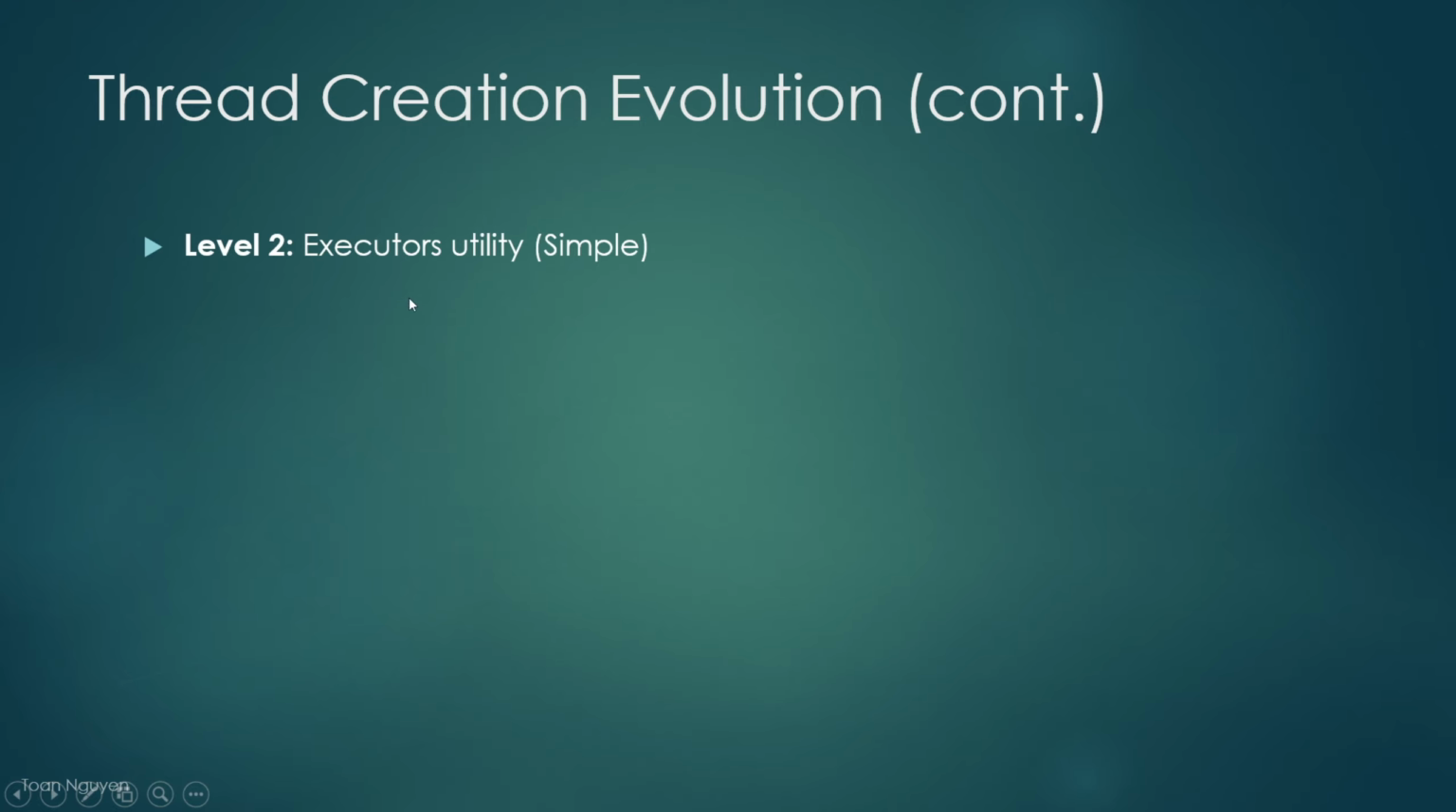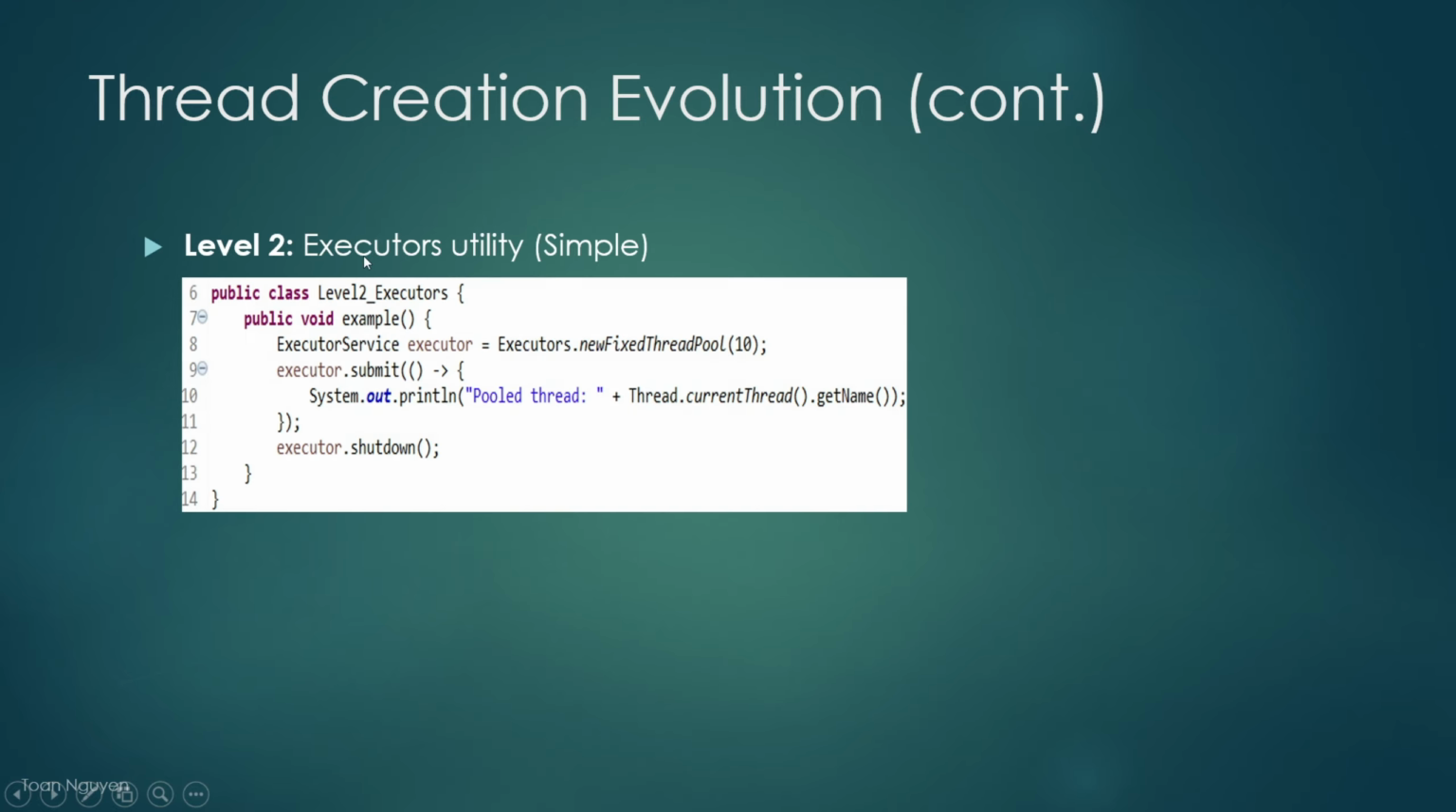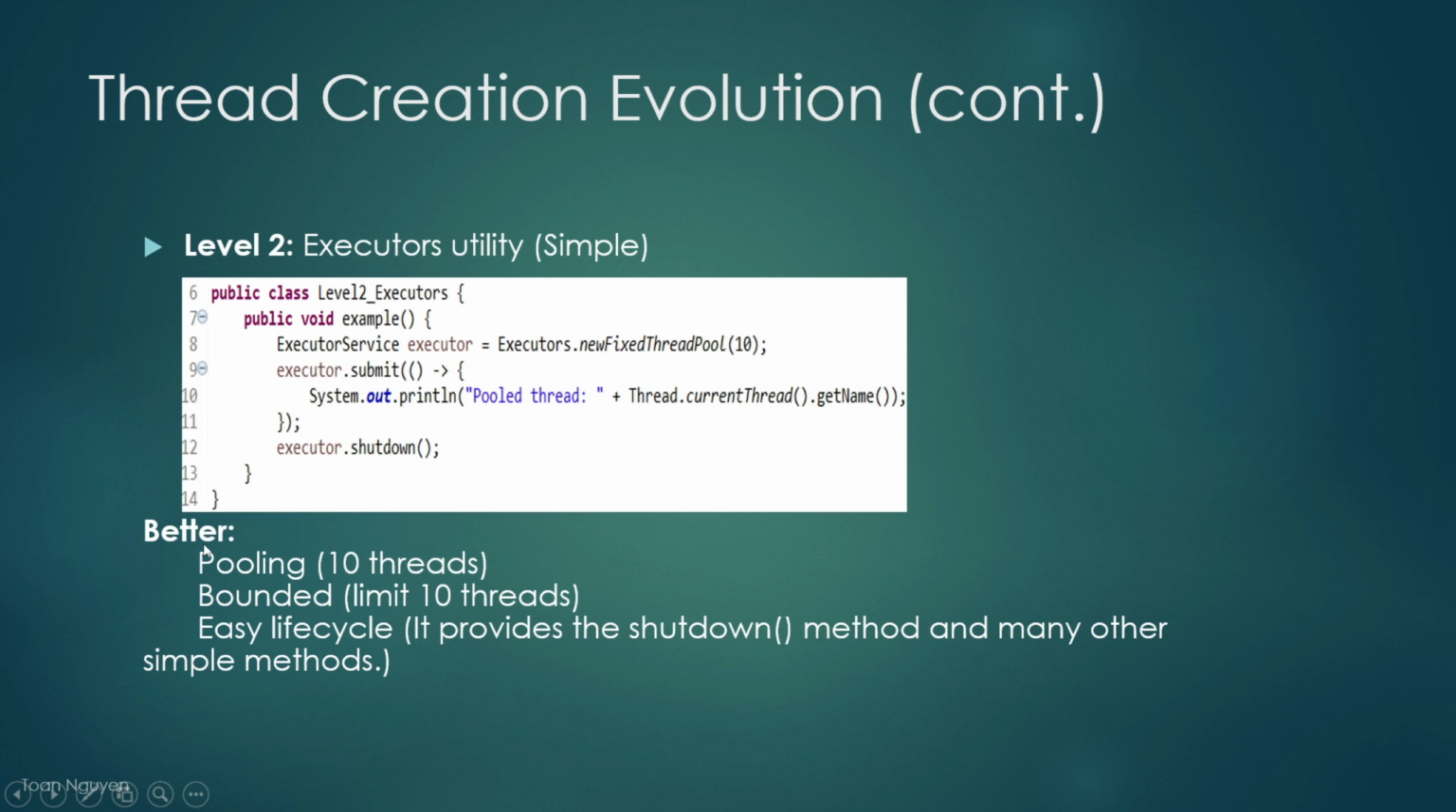At level 2, we use the executor utility, the executor abstraction. This is better than level 1 because we can limit the thread count to 10. This pool has a maximum of 10 threads. It is easy to manage the lifecycle as it provides methods such as shutdown and other lifecycle APIs.